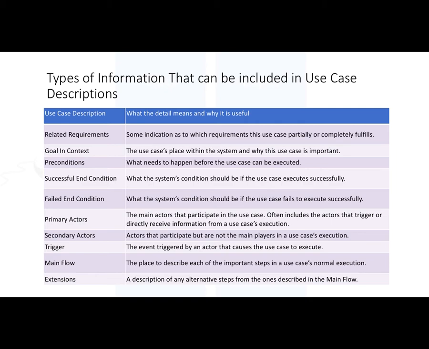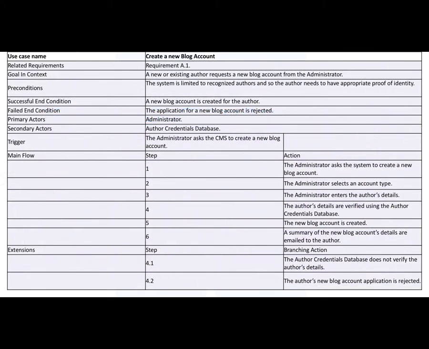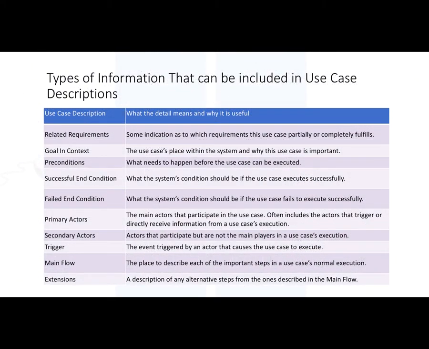Trigger, the event triggered by an actor that causes the use case to execute. Main flow, the place to describe each of the important steps in a use case's normal execution. And then extensions are alternative pathways that a use case can get, like branching actions, like where you have if-else statements in your code. You don't have to use all the fields. So even in the context of us doing our project, if you want to use this template, you don't have to use all the fields.